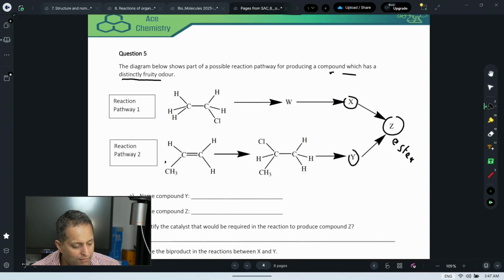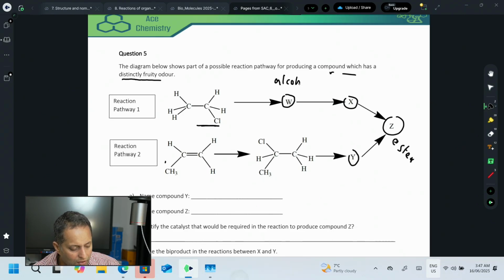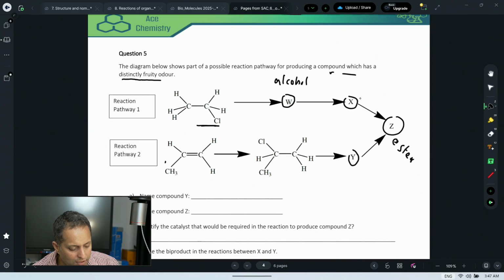By looking at the first reaction pathway, you are starting with a chloroalkane, and making a product W. What sort of reaction can a chloroalkane undergo? Substitution reaction. So we can make an alcohol easily. If this was an alcohol, we can oxidize it into a carboxylic acid. So that seems like we can make the acid.